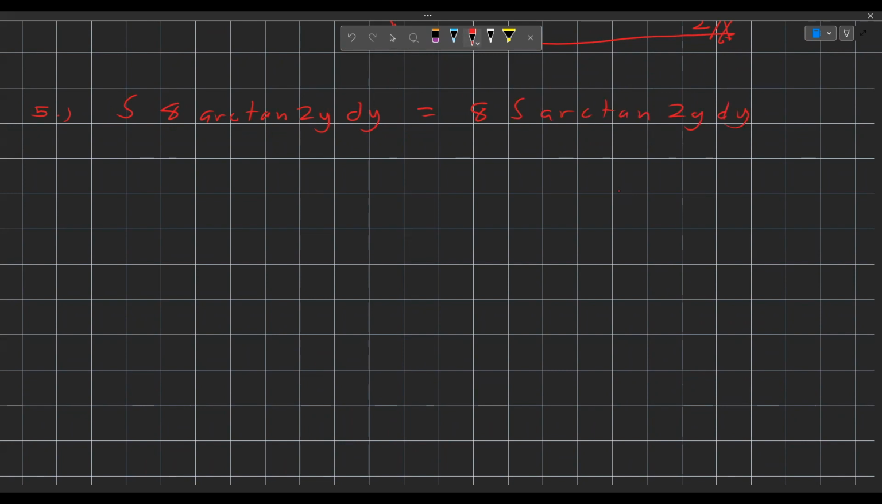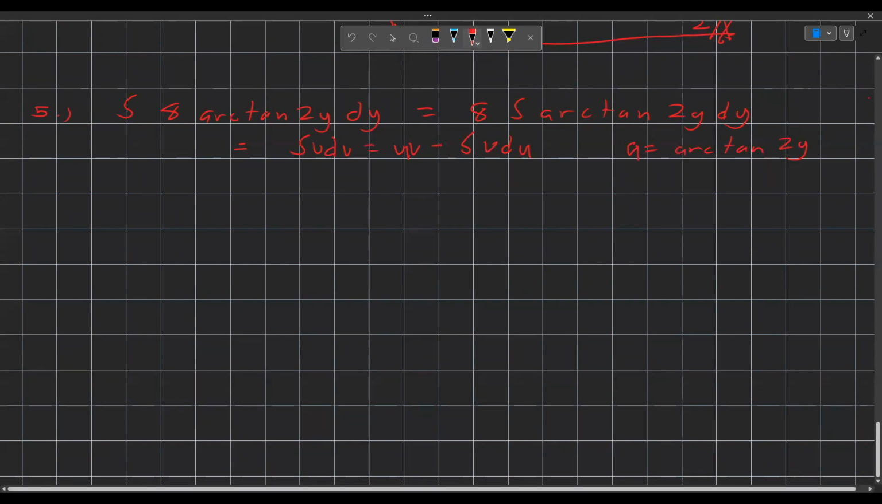Now for this one, we'll be using integration by parts, which is represented, as I said earlier, by the integral of u dv is equal to uv minus the integral of v du. So first we have to identify which is u and which is v. For this one, our u is easily arctan 2y. This is u. Write it so you don't get confused.